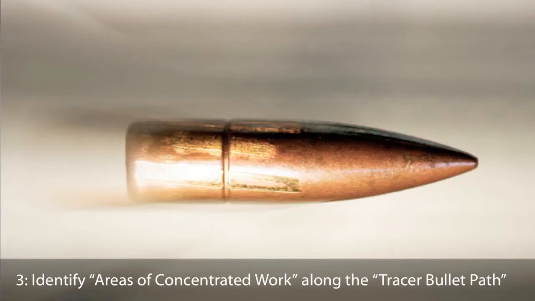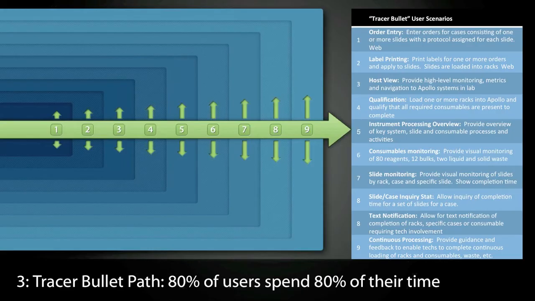The next step is you need to identify the areas of concentrated work along what we call the tracer bullet path. Now, the tracer bullet path is where 80% of the users spend 80% of their time. An area of concentrated work, as an example, in a home, a kitchen would be an area of concentrated work. In most key pieces of software, there are 3 to 9 areas of concentrated work, a surprisingly small number that make up the bulk of where people spend their time.